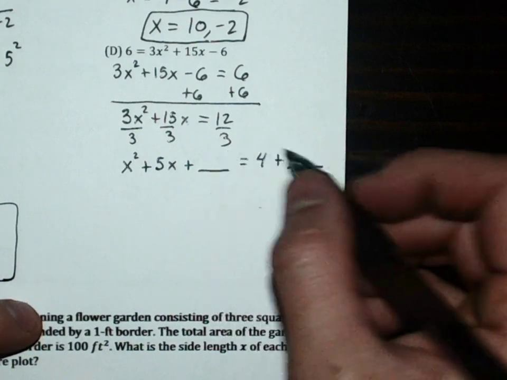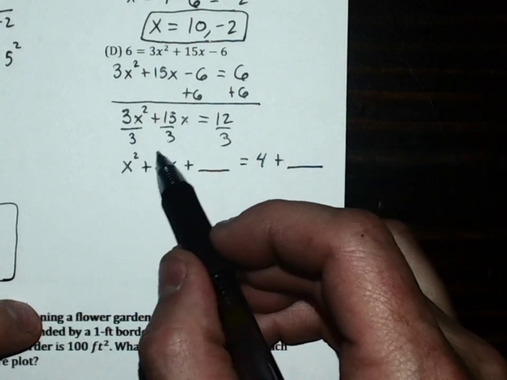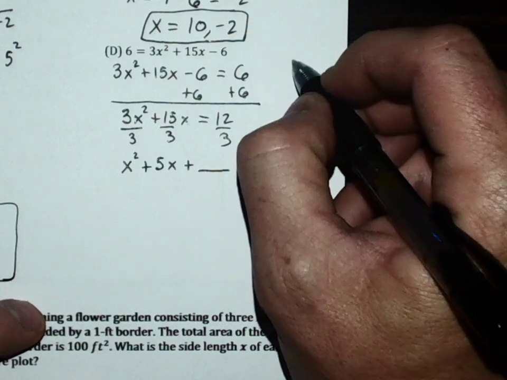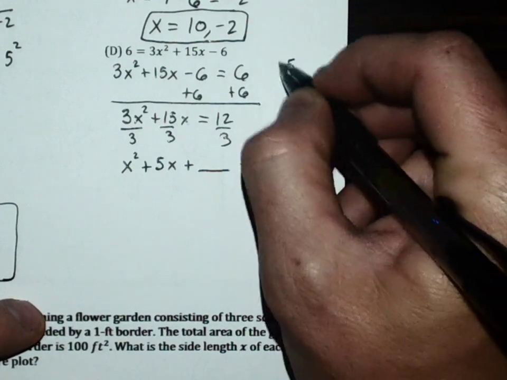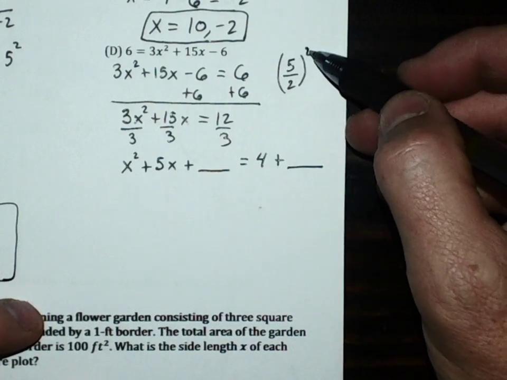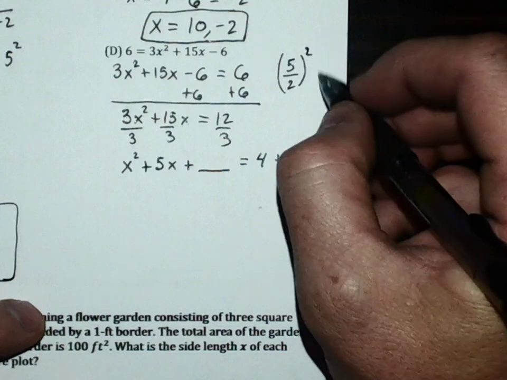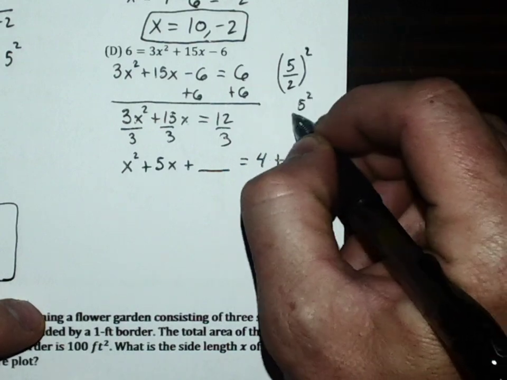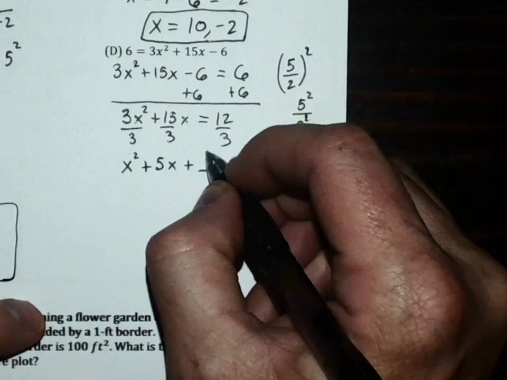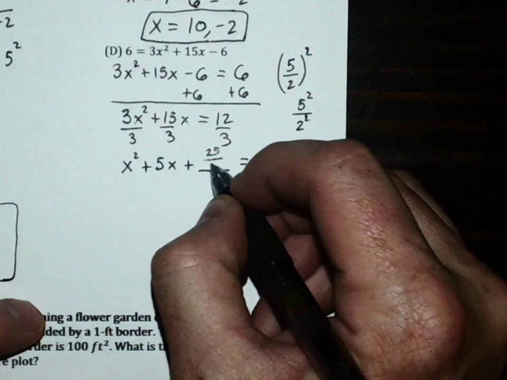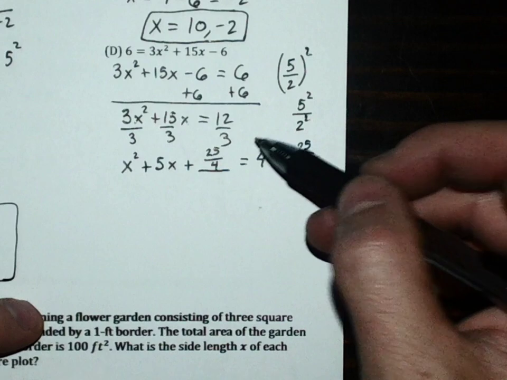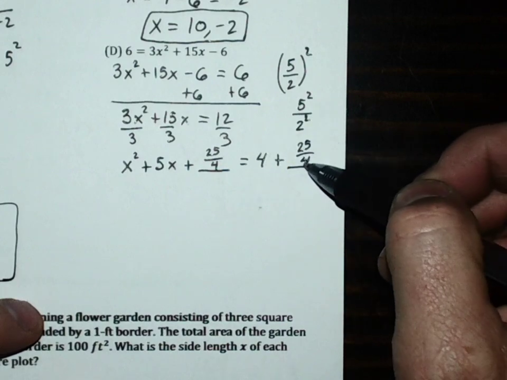What gets placed in the blank? Well, again, we take half of our b value. Uh-oh, this time our b value is odd. So I have to take 5, divide it by 2, and then square it. When you square a fraction, all you have to do is square the top number and square the bottom number. So 5 squared is 25, 2 squared is 4. So the thing that gets added into both blanks is 25 over 4.